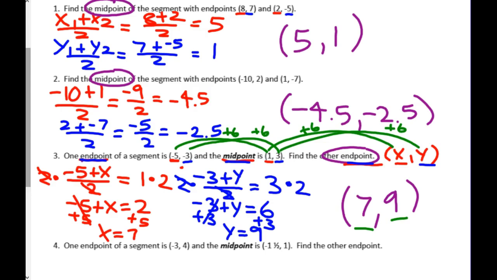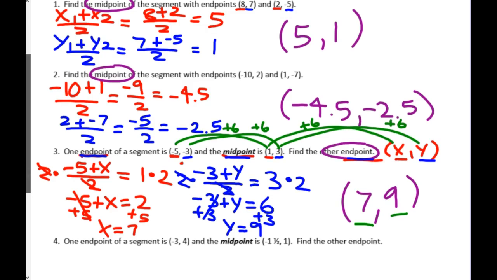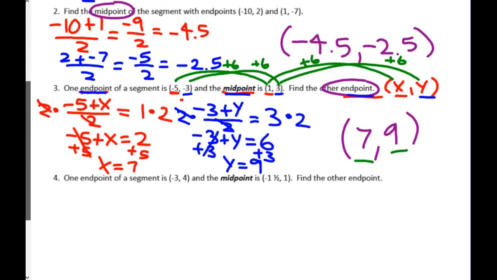So there's 2 ways to do it. As long as I see something on your page that you're like finding those differences. Okay. So again, I give you 2 ways. I want you to try number 4, whichever way you like. Go for it.